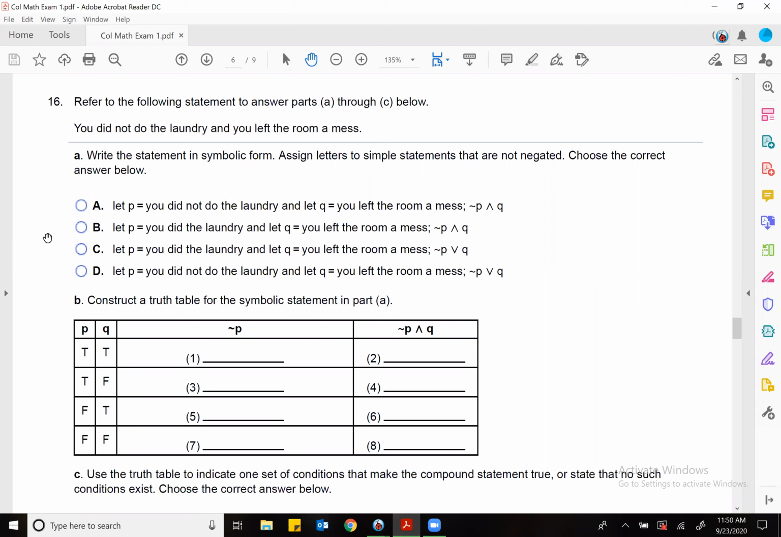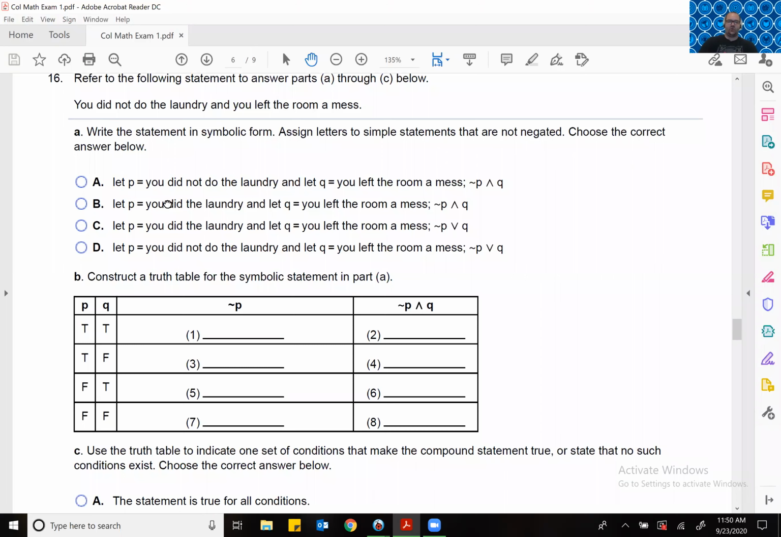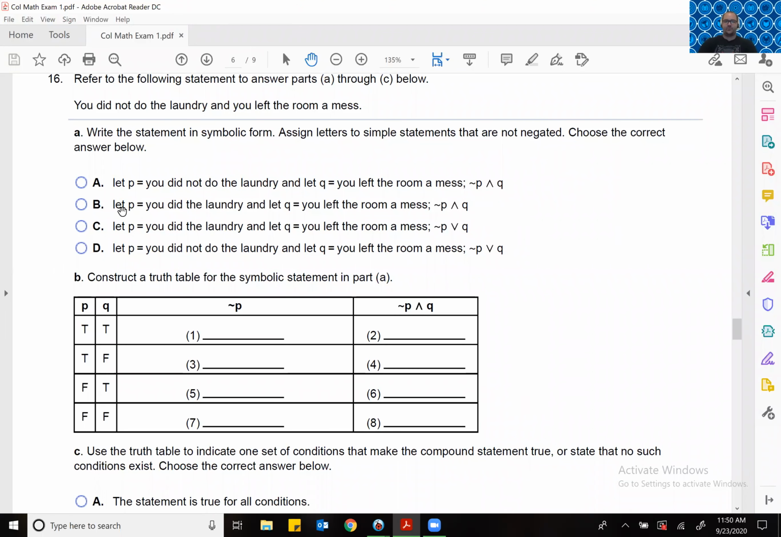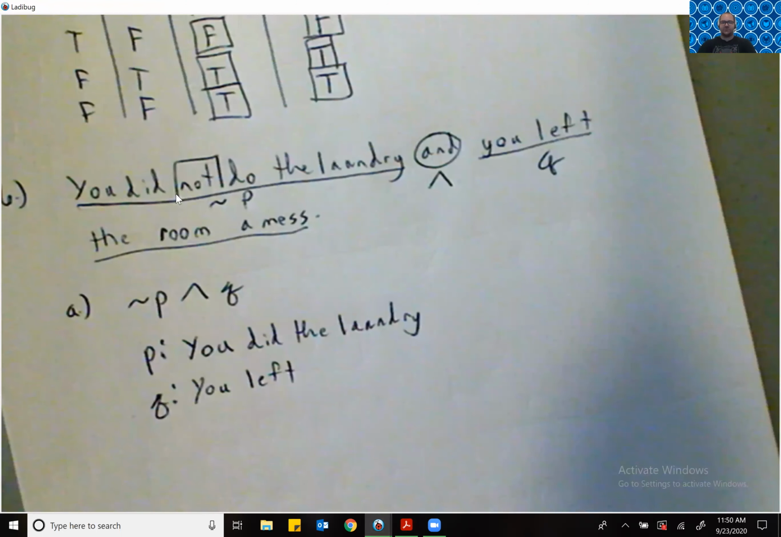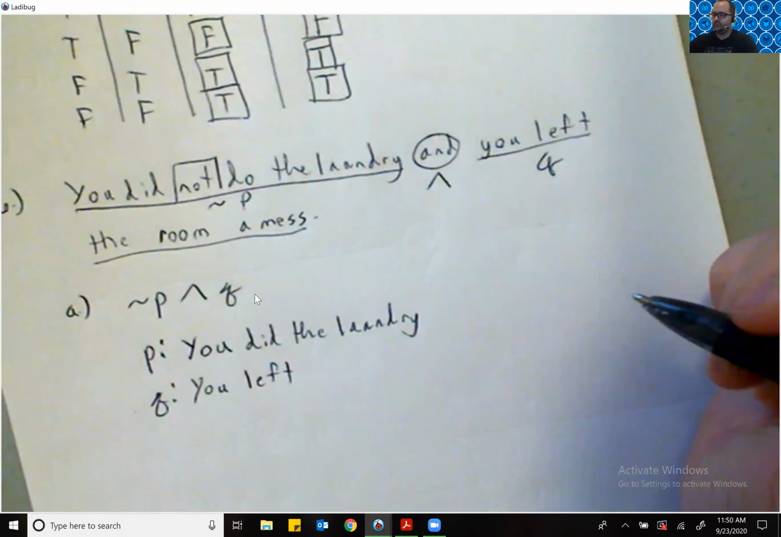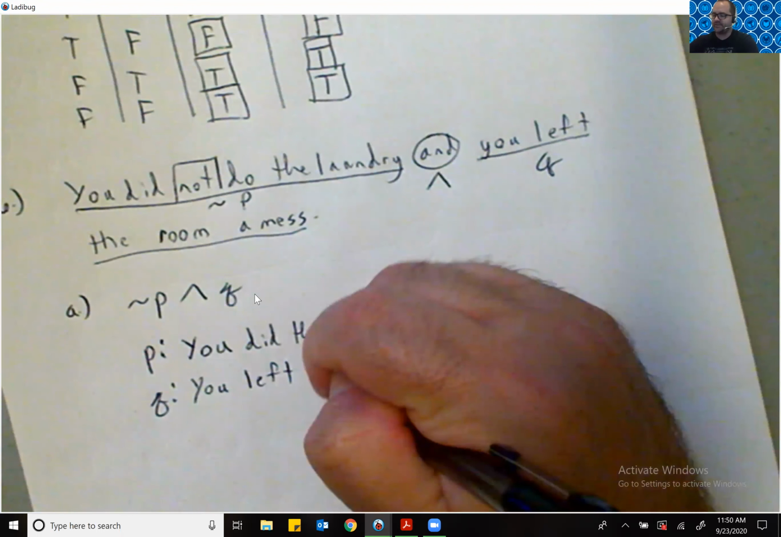So to write it, which one would you select, A or B? You would select B because this is the one that has the statement you just told me to write down. The original P statement is you did the laundry. In our problem, they gave you the negation of the P. So you've got to make sure that you're careful on that. Make sure that you read your choices carefully.